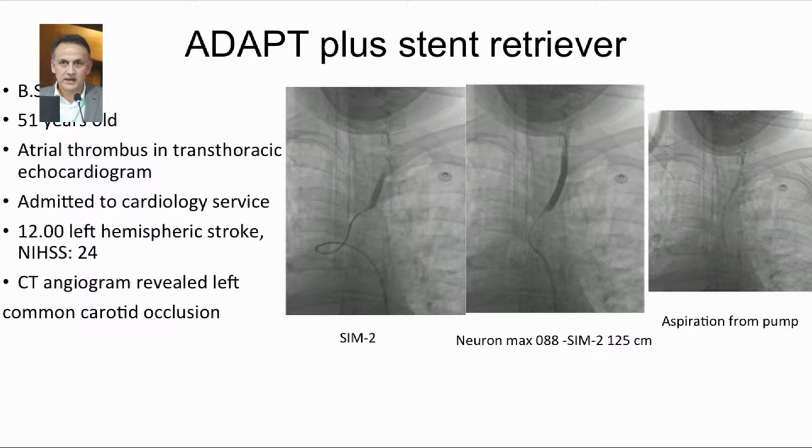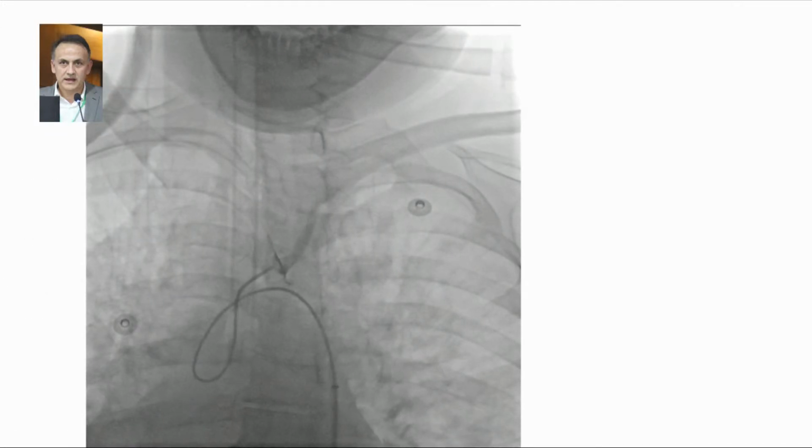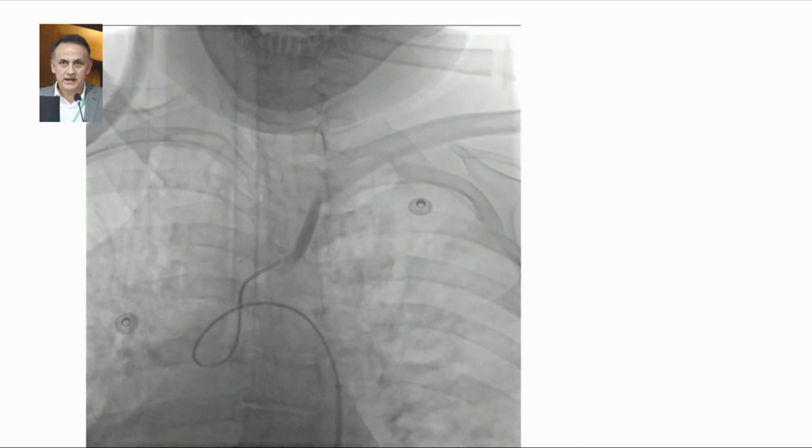He had a left hemispheric stroke at 12 o'clock, and NIHSS score is around 24, and CT angiogram revealed left common carotid occlusion in this patient. In this patient, we used a SIM2 diagnostic catheter, Neuron Max sheath, and we also used an aspiration pump because, as you will see, there was a huge thrombus at the common carotid artery.